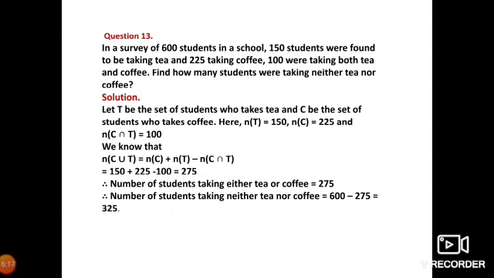Now what is n of C intersection T? 100. From that you can find n of C union T. By simplification you will get 275. This 275 is the number of students taking either tea or coffee. So how will you find neither tea nor coffee? You have to subtract from the universal set. So 600 minus 275 is equal to 325.